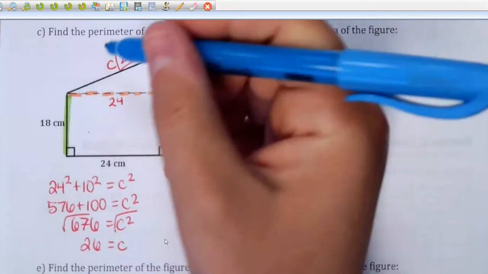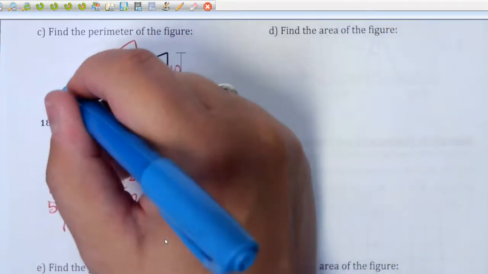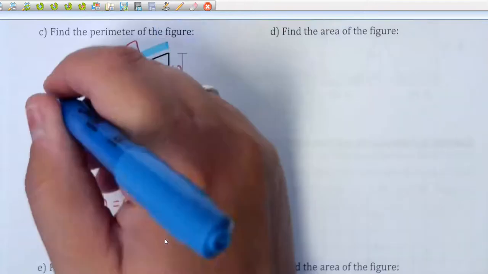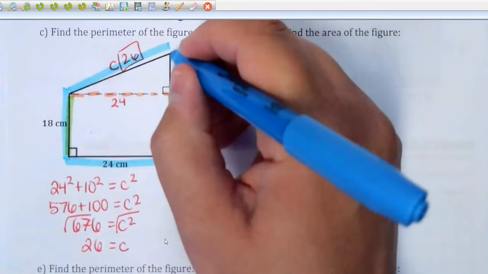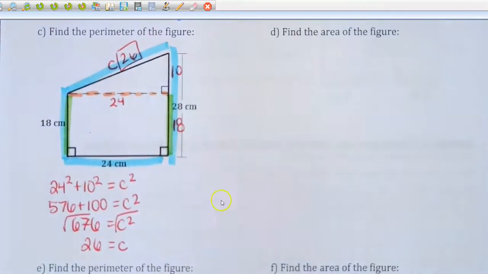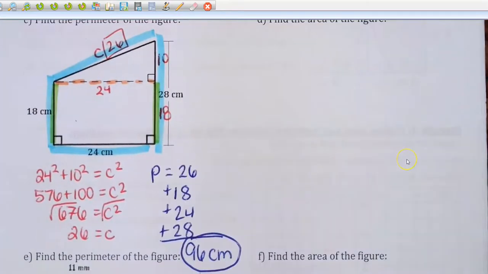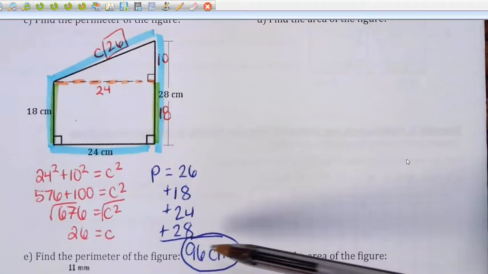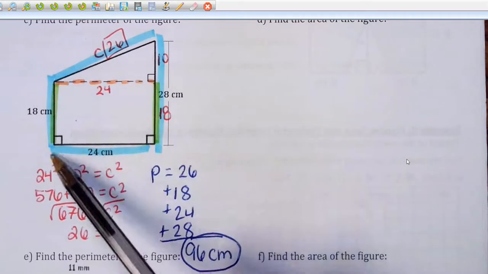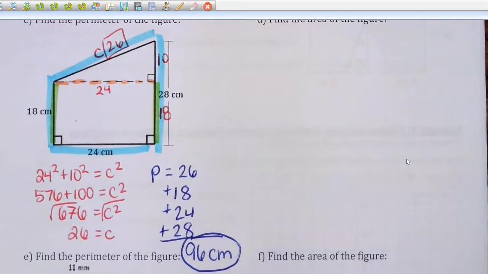Okay, so when I do that here, this is 26, this is 18, this is 24, and this is 28, and those are the 4 numbers I'm going to add together to get my perimeter. When we add those up, as you can see I wrote it down here, 26, 18, 24, 28 is going to give me 96 as a perimeter.